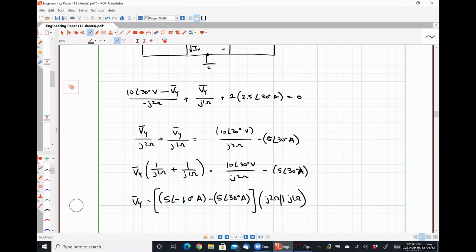So I'm talking about this part right here. I'm saying 10 over 10 angle 30 divided by 2 angle 90. And I had 30 minus 90 as negative 120 when it should have been 30 minus 90 is equal to negative 60, because that's how math works. So 5 angle minus 60 minus 5 angle positive 30.